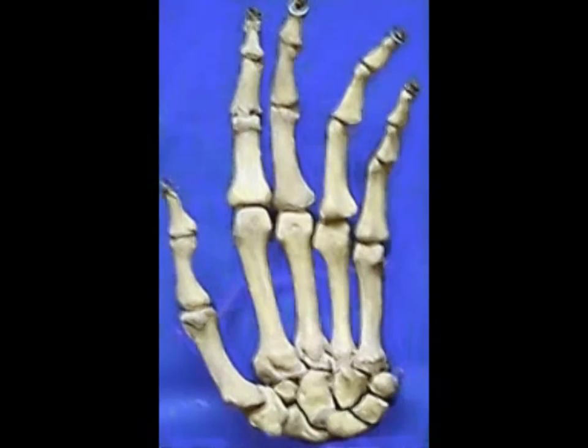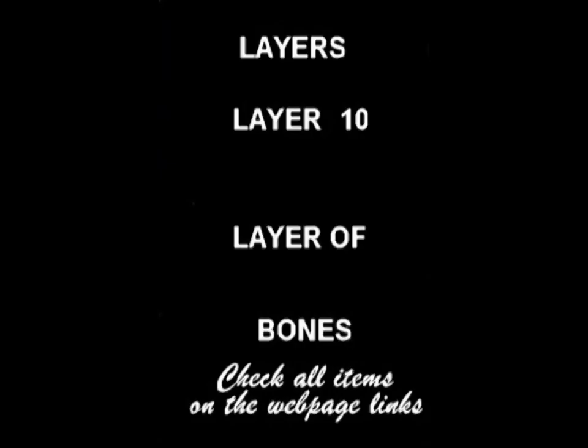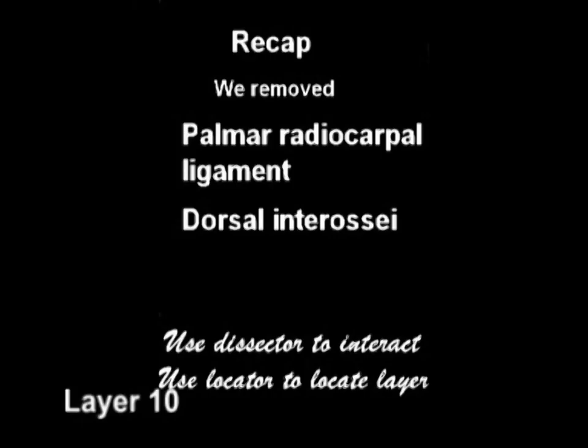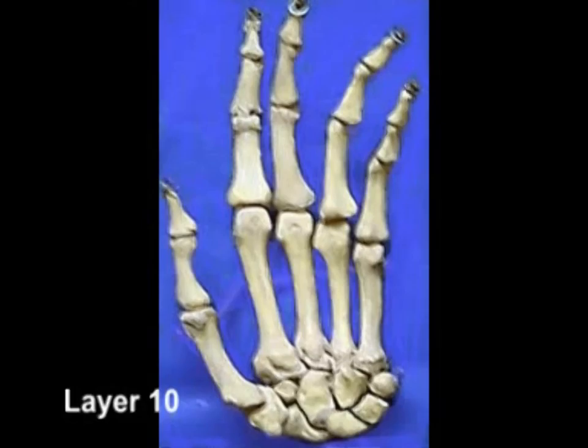Bones of the hand include the carpals, metacarpals, and the phalanges. We are now in the last layer of the palm, which is the layer of bones. To recap on how to reach this layer, we had removed the palmar radiocarpal ligament of the wrist joint and the dorsal interossei. The carpal bones include scaphoid, lunate, triquetrum, and pisiform. These are bones of the proximal row. The distal row includes trapezium, trapezoid, capitate, and hamate.